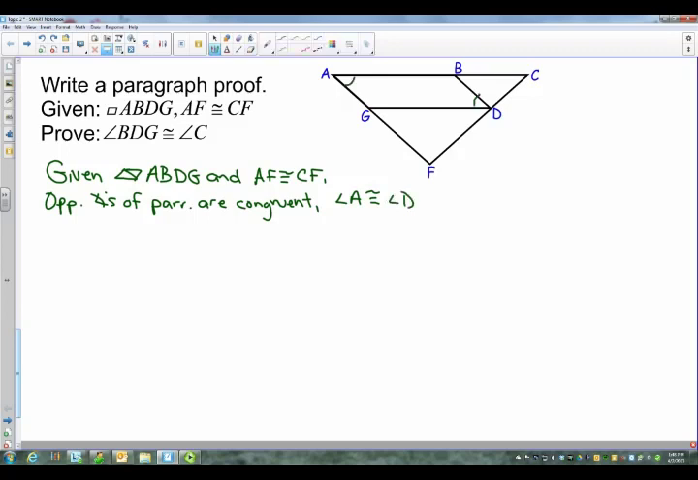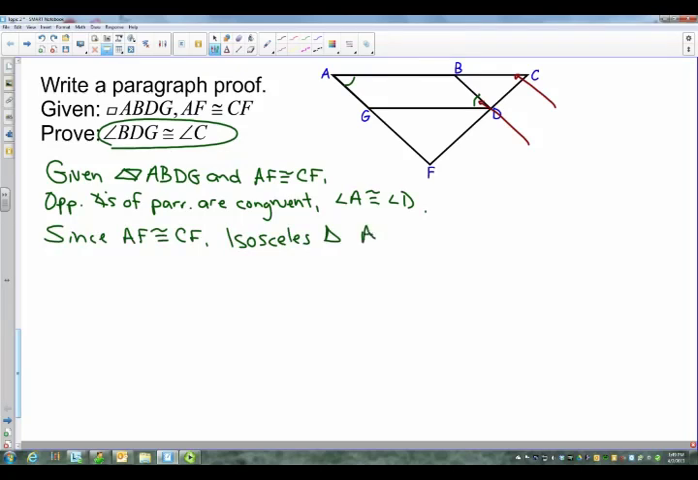Alright, now look at what we want to prove. We want to prove that angle BDG is congruent to angle C. Now what that's basically saying is BDG is this angle right here, congruent to this angle right here. Well, let's continue on and see what we get. We know that AF is congruent to CF. So since AF is congruent to CF, what does that give us? Well, those two sides of that triangle tell us that this is an isosceles triangle. So ACF is an isosceles triangle.